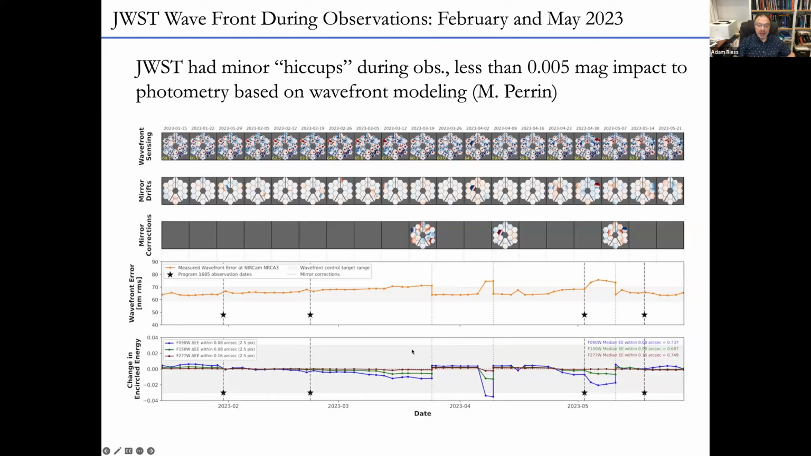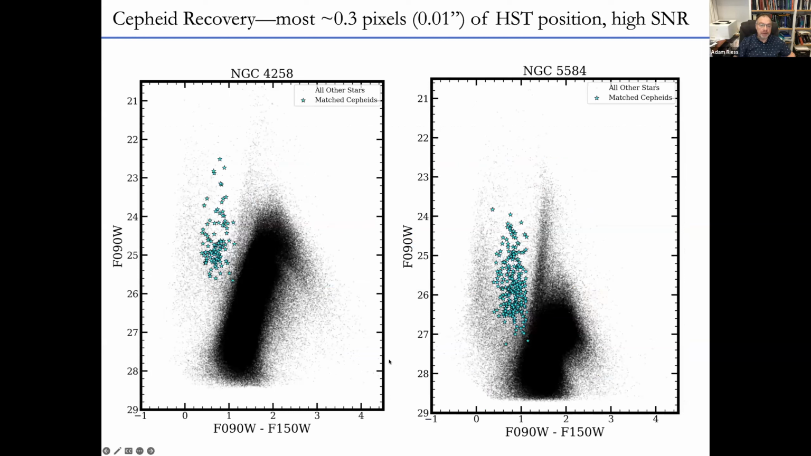You can model what effect this would have on photometry in the bands we're looking at, and generally it would be less than 1%. And again, the reference here, the Hubble tension is 0.2 of a magnitude or 20%. So this is very, very small. So we recovered the Cepheids.